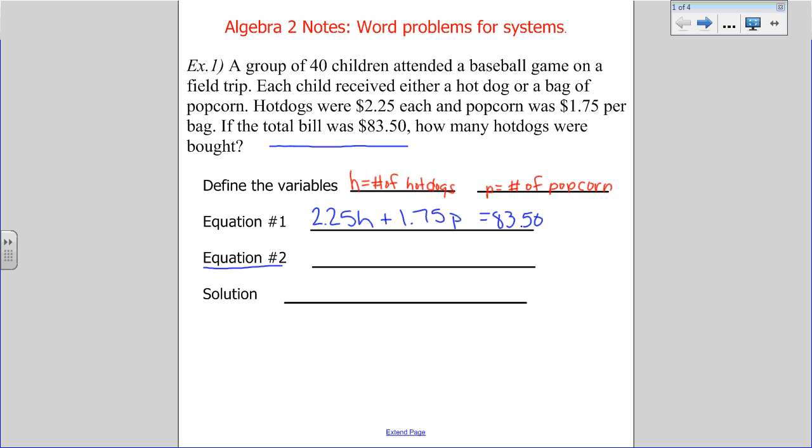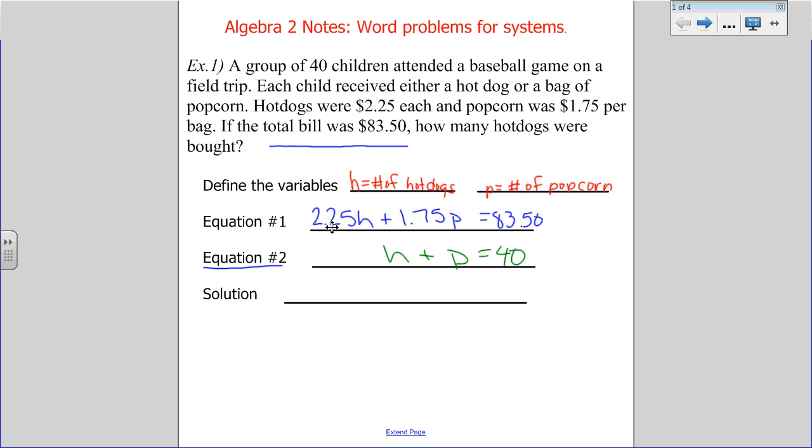40. I know I bought a total of 40 items, right, guys? They don't say you bought a total of 40 items, but how do I know I bought 40 items? There were 40 kids, and each kid received either a hot dog or a bag of popcorn. They got one choice. So if they only got one choice, that means there were 40 items that were bought. So that means when I look at the number of kids that chose hot dogs plus the number of kids who chose popcorn, those two numbers need to add up to 40. No one got a pass. You didn't want either one of those things, the neighbor next to you talked you into giving you theirs.